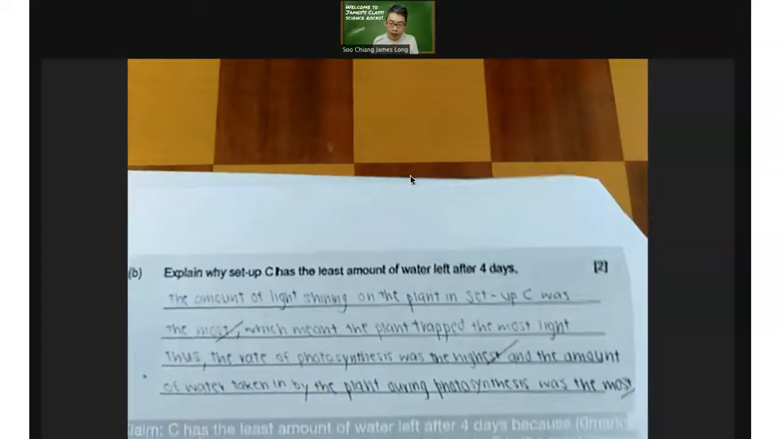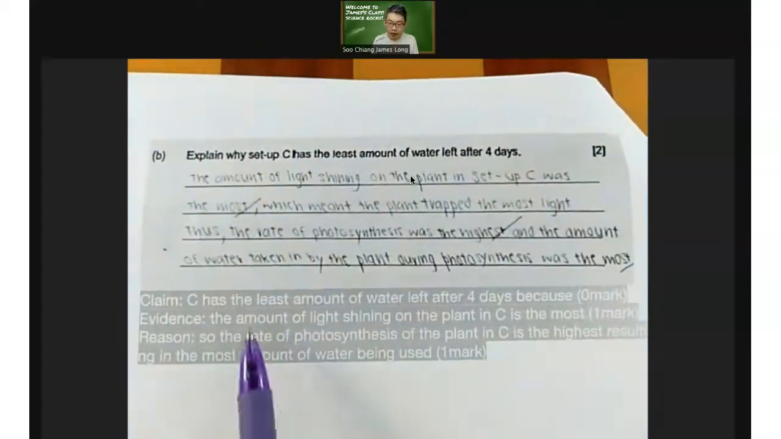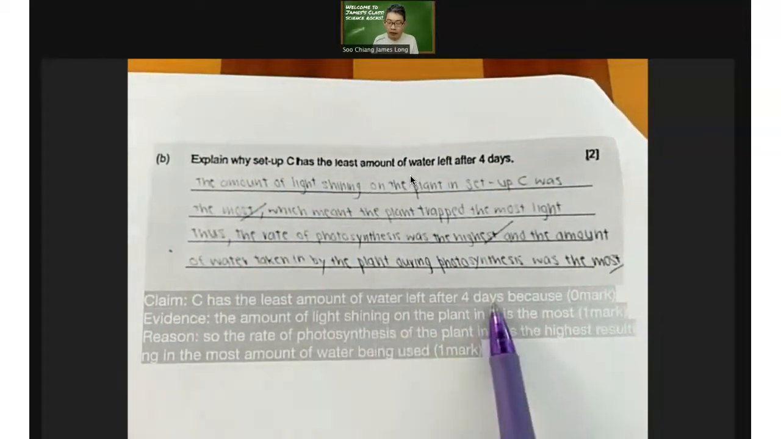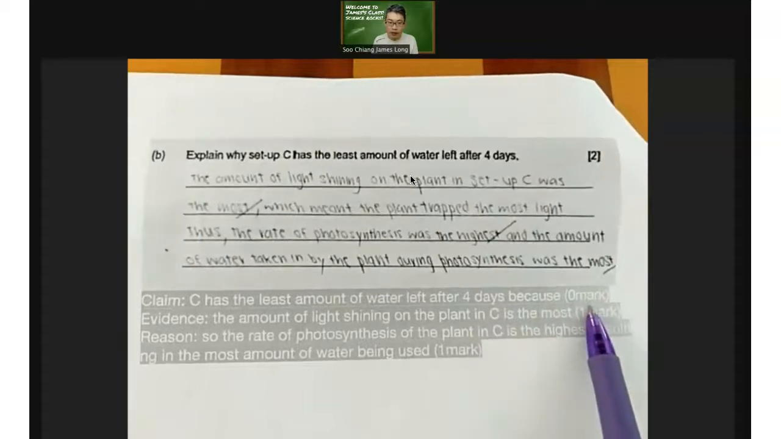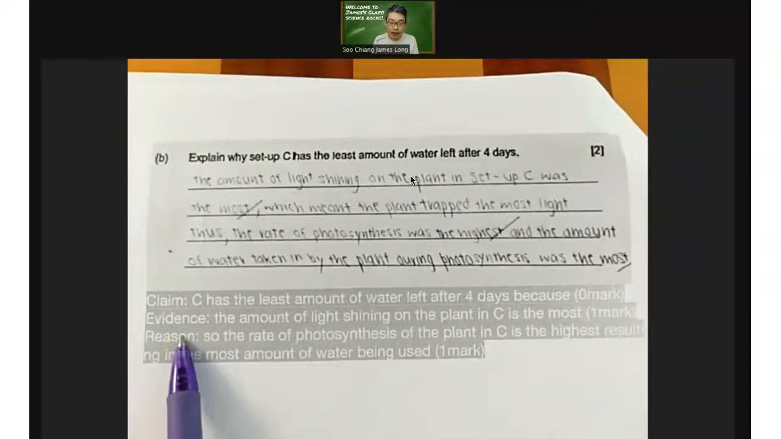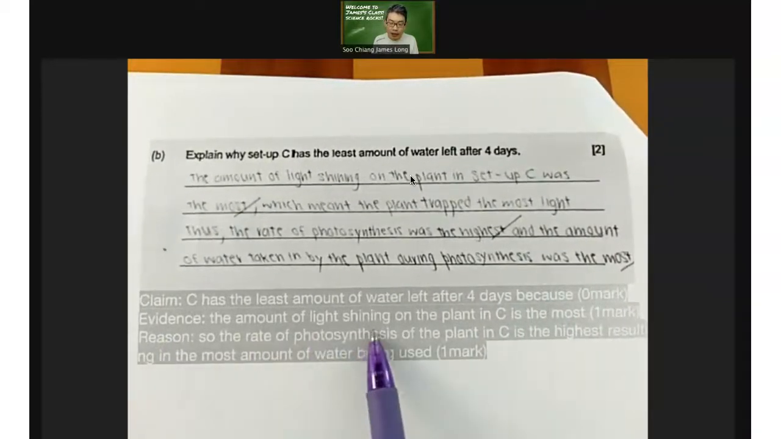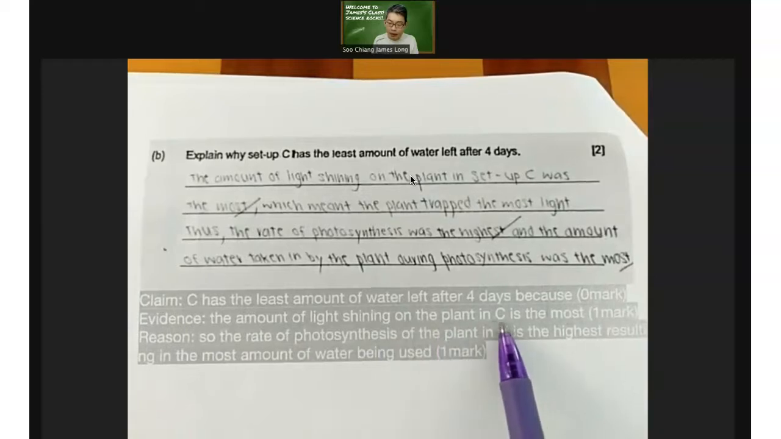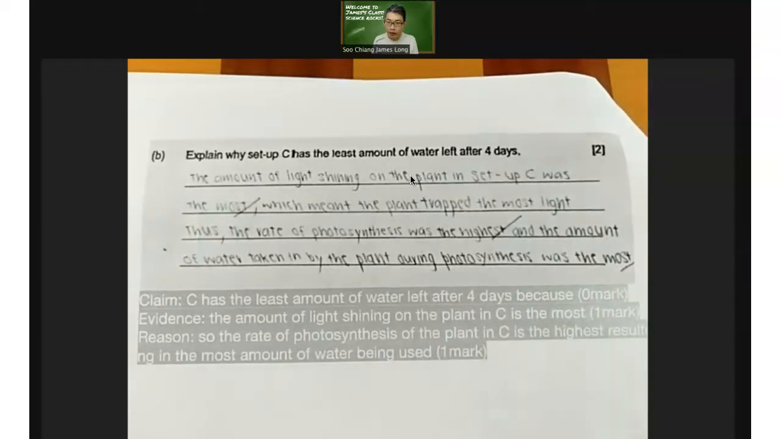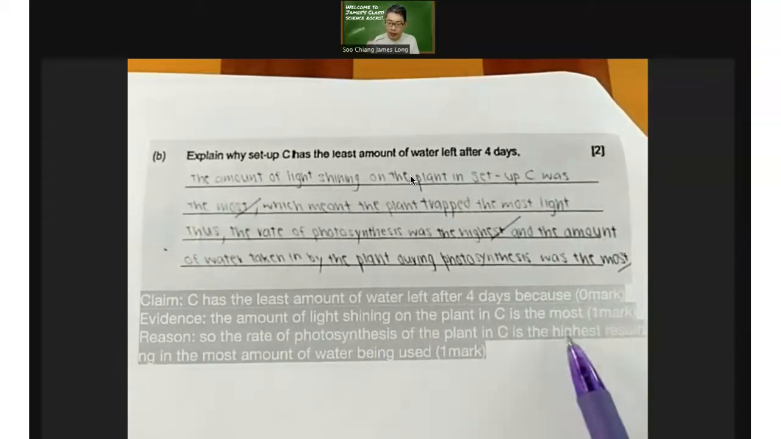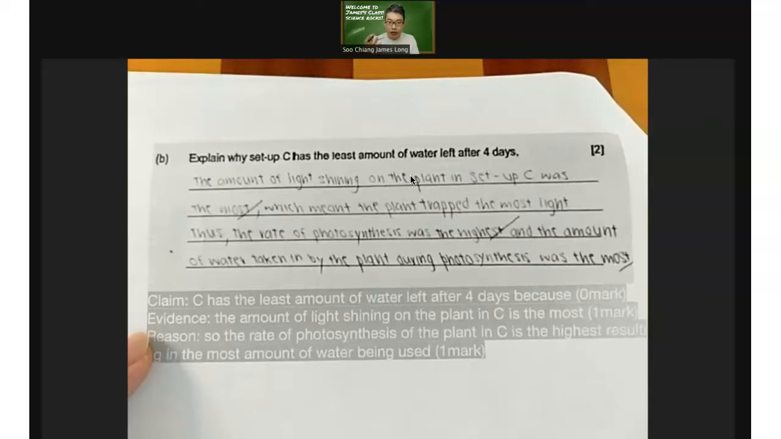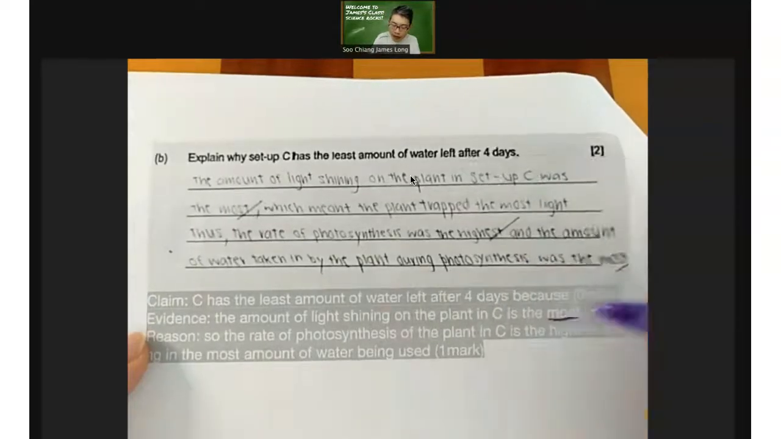Okay, so the claim has been given. C has the least amount of water left after 4 days. Of course, you get 0 marks for this. And the evidence here is the amount of light shining on the plant in C is the most, 3 lamps, right? So that's the evidence. It's based on your observation and your comparison. So observe that it just has 3 lamps. Compared to the other 2, it has the most number of lamps. Therefore, the most amount of light. So that will give you the evidence.